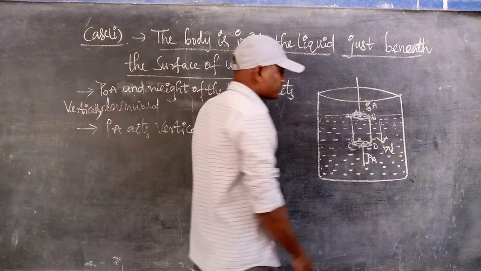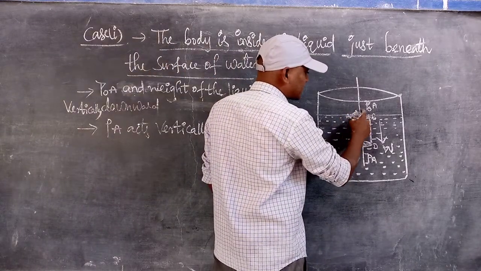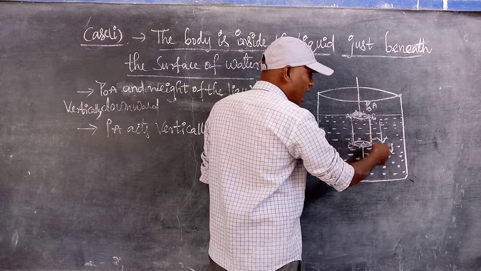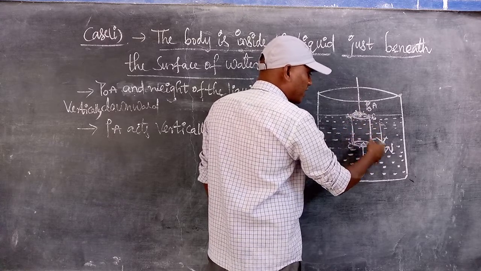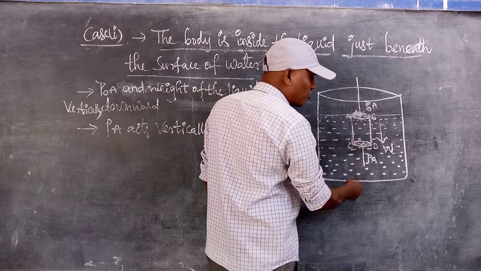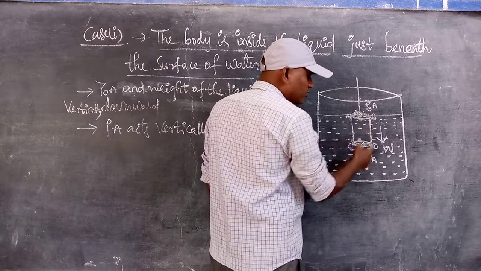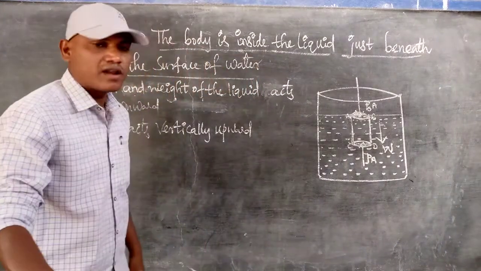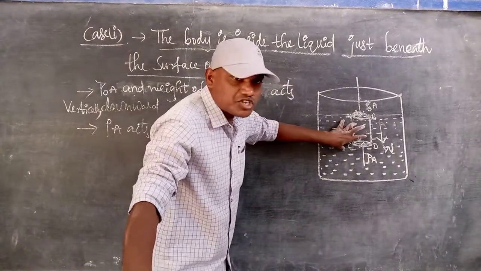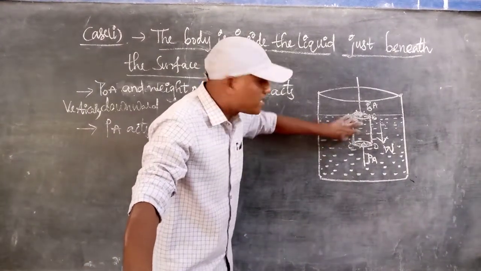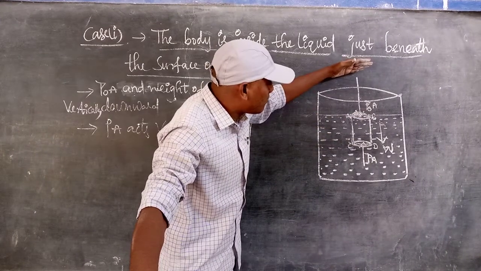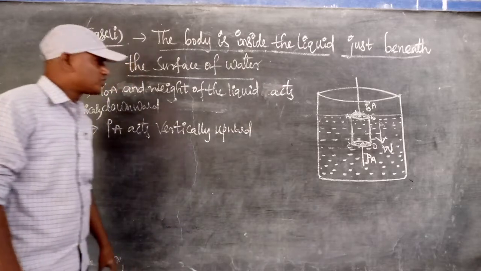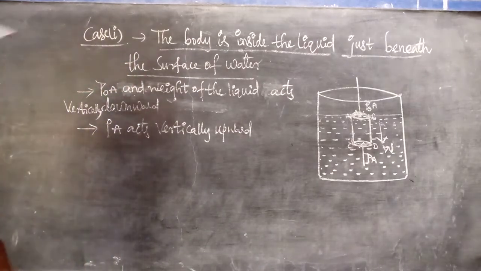It is nothing but the force exerted by the air on the AB surface vertically downward and the weight of the liquid column vertically downward. These two are equal to which one? The buoyancy force acting vertically upward. Why? Because it is in which position? Equilibrium. Equilibrium means it is not moving either upward or downward. Still, it is in rest position. That is the meaning of that.